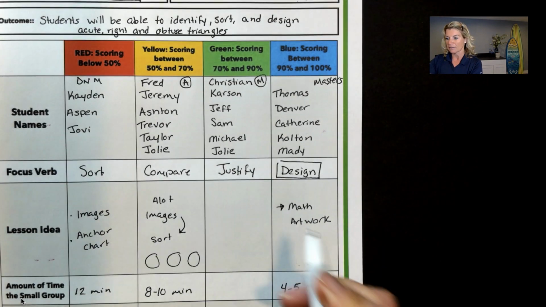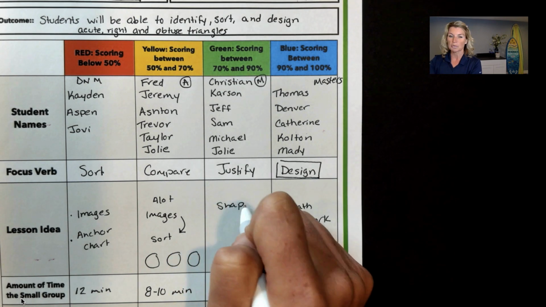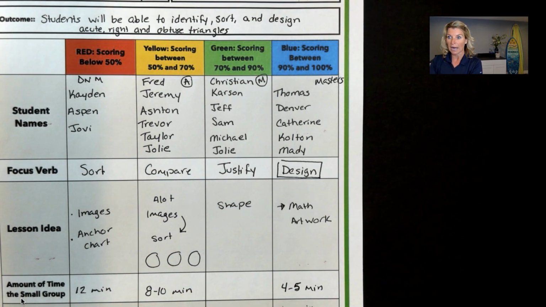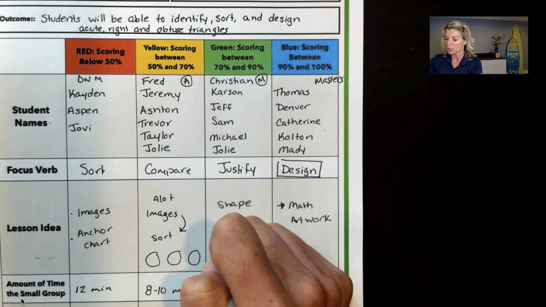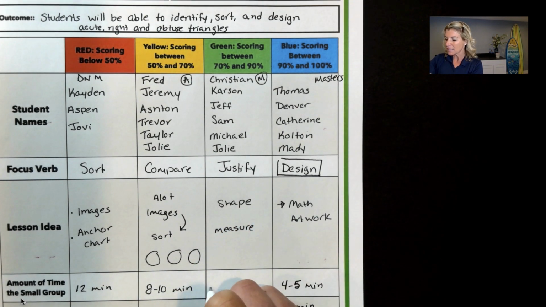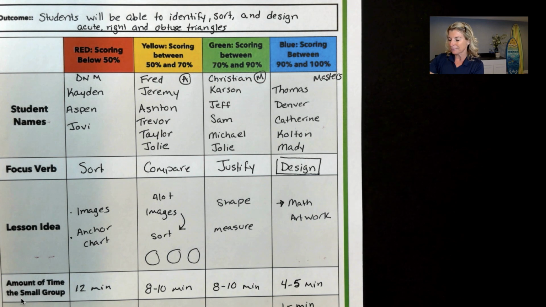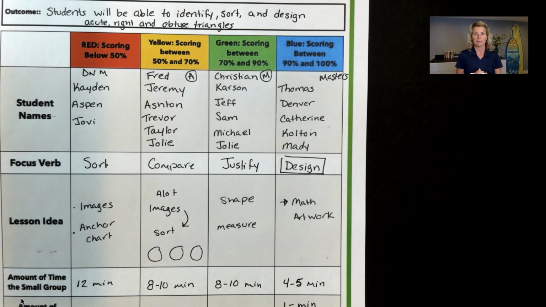And these guys had to justify. So I'm going to give them a shape, and they have to justify which one it is, and why. How do you know? They might be doing some measuring, okay? So this one is going to be about 8 to 10 minutes as well. And they're going to be doing the justification piece of it. So I'm going to be about 4 minutes, where I'm just going to go over the different shapes.